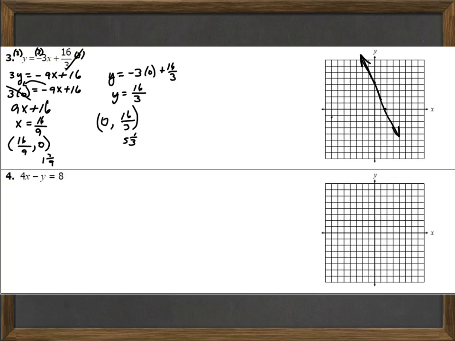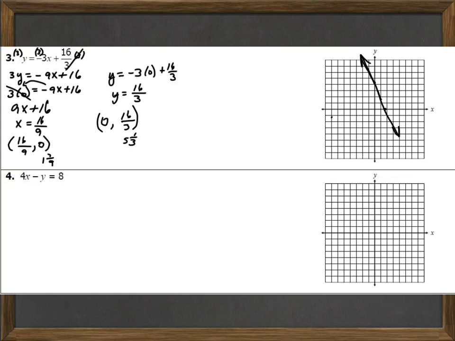Now let's look at 4x minus y equals 8. Subtract 4x from both sides. Negative y is equal to negative 4x plus 8, and divide by negative 1. You don't really have to do this. In fact, let's not do this. Let's go back and just, don't do all that. That just makes it harder.